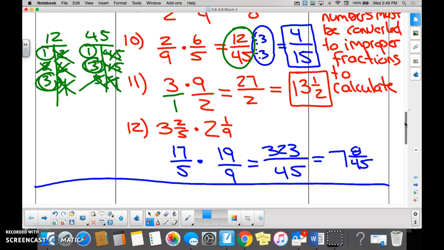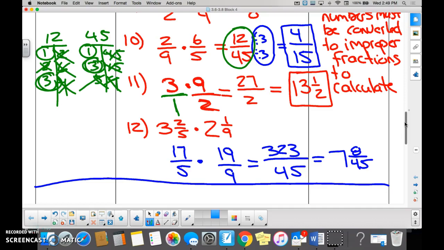Moving down to number 11. The problem was 3 times 9 halves. What do Mrs. Ackelman and myself want you to do every single time you have a whole number and you're multiplying it by a fraction? What should you do, Takia? Nope. Pay attention to where we are, Takia. We're not doing around the world at number 11. I don't see a mixed number. What do we do, Nathan? Make your whole number a fraction.